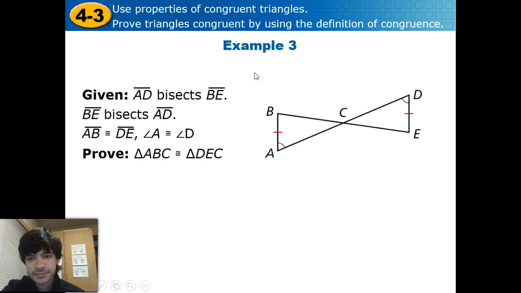Example 3. So this one's quite fun. Now we're trying to prove congruent triangles. Okay, so that's the difference here. We're trying to prove congruent triangles. So that means we have to prove that all corresponding sides match up here. So we need to prove that AB is congruent to DE. We need to prove that BC is congruent to EC. We also need to prove that AC is congruent to DC, and all the angles and all that jazz.